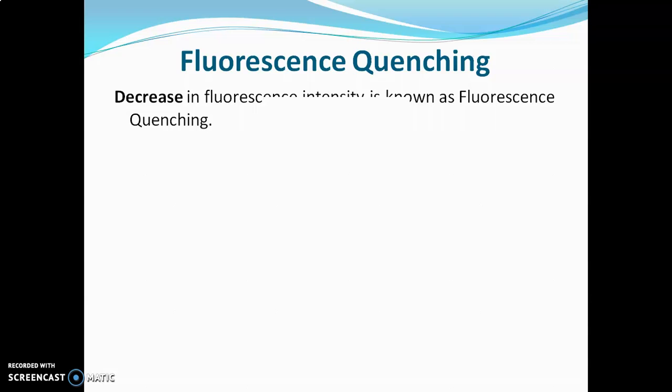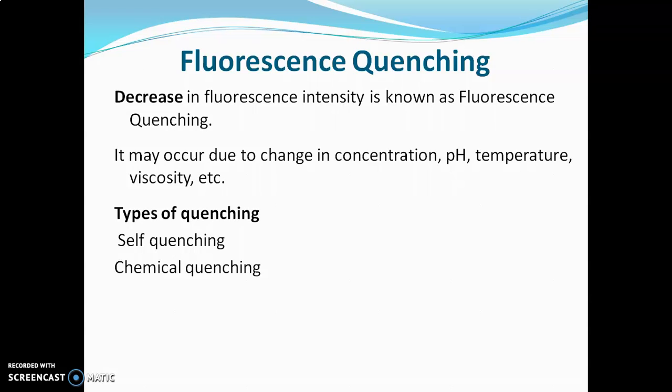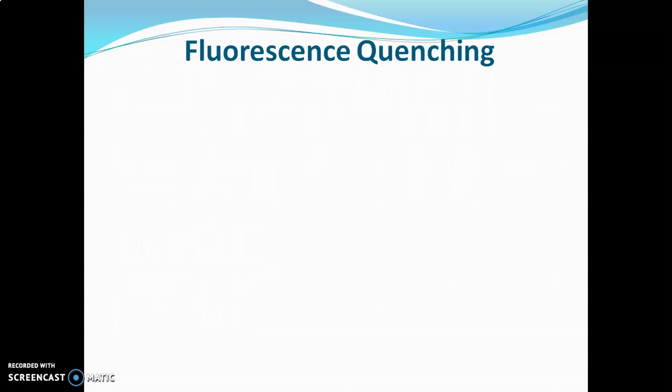Now fluorescence quenching. Decrease in the fluorescence intensity is known as fluorescence quenching. That means decreased fluorescence. It occurs due to change in concentration, pH, temperature or viscosity, etc. Types of quenching: self-quenching, chemical quenching, static quenching and collision quenching.